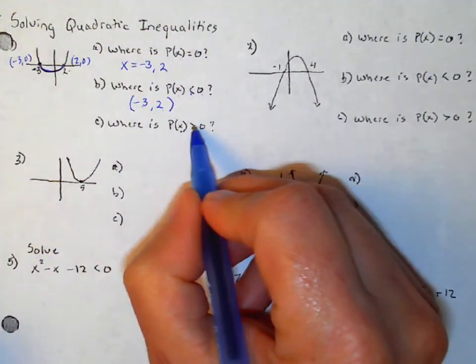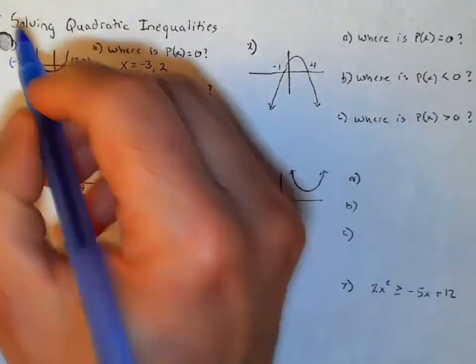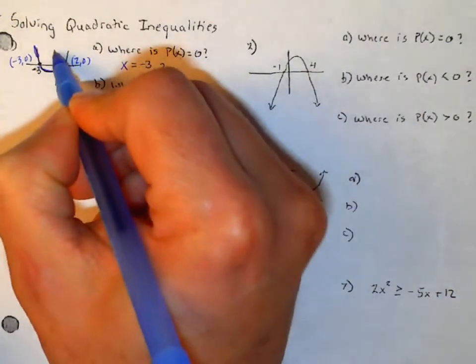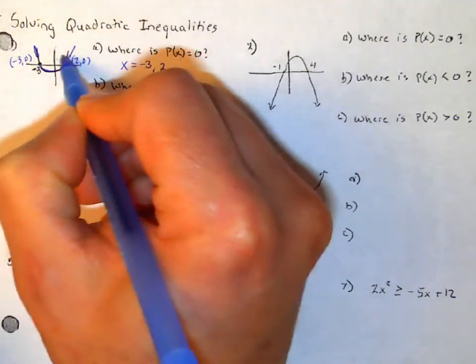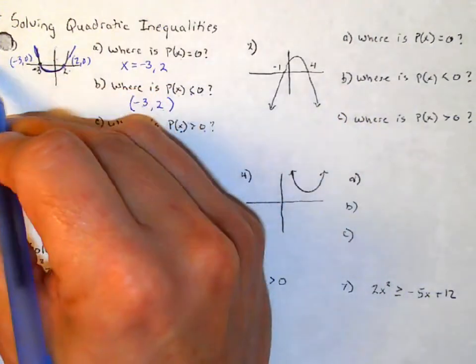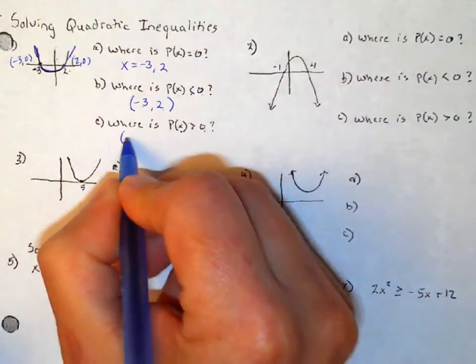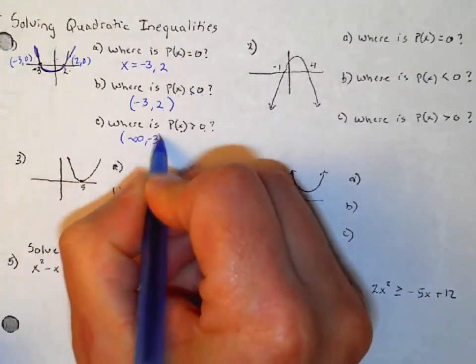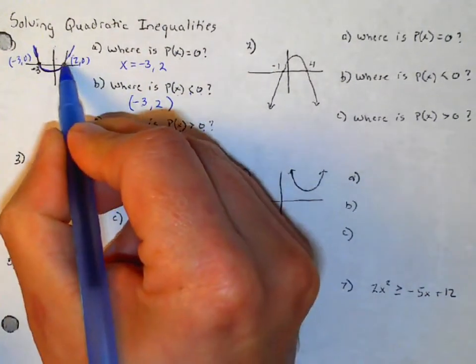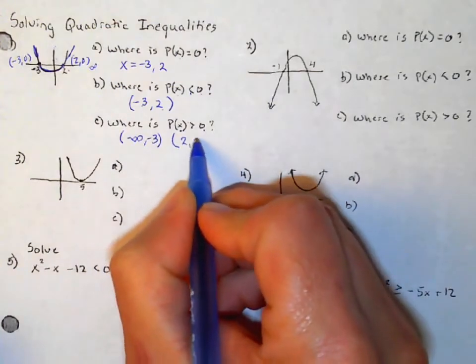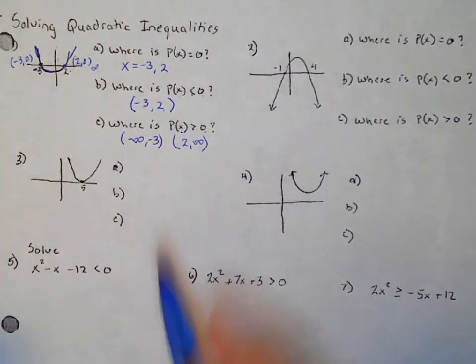Where's p of x greater than 0? Okay, here, these are positive outputs, and here, these are positive outputs. So from negative infinity to -3, and also from 2 through infinity. That's where we have positive outputs.